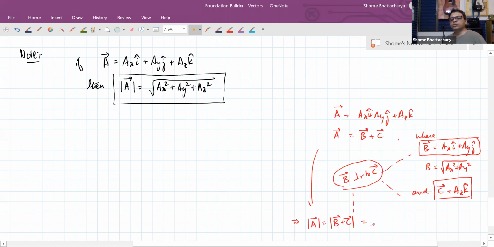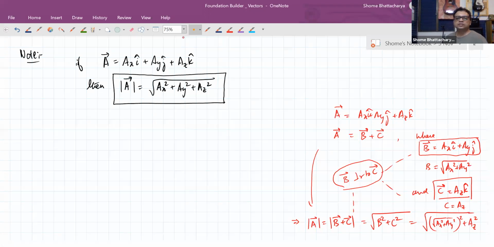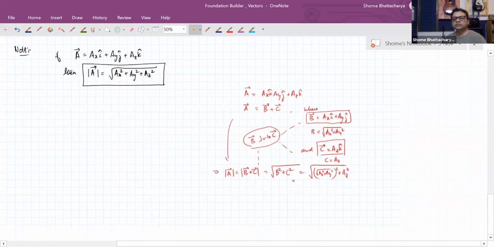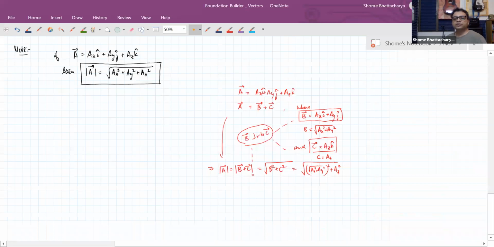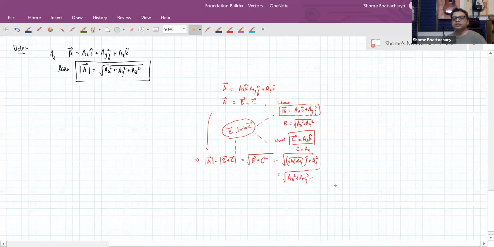So that will become square root of magnitude of B square plus magnitude of C square. So magnitude of B is that, and magnitude of C is this. So it is square root of ax square plus ay square, that's B's magnitude whole square, plus C's magnitude whole square. So naturally it becomes square root of ax square plus ay square plus ez square. So this is one way of understanding why the magnitude should be given by this sort of an expression.